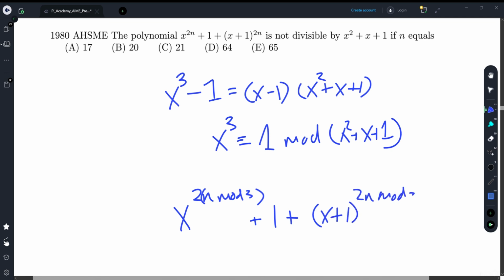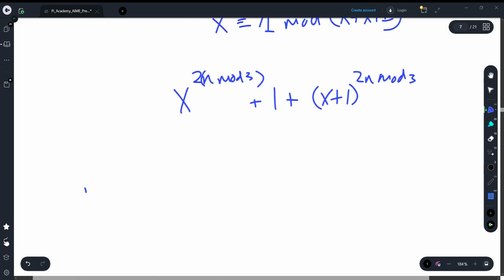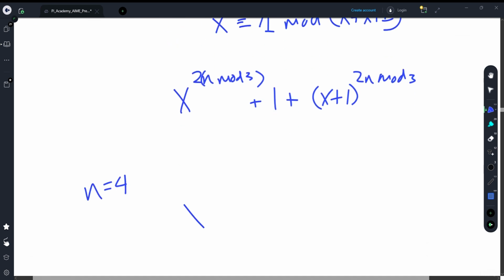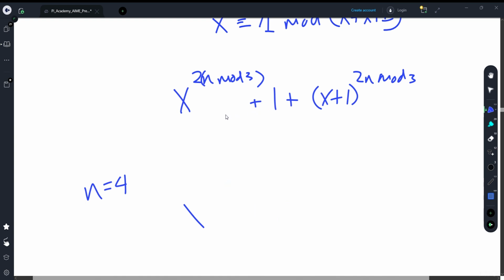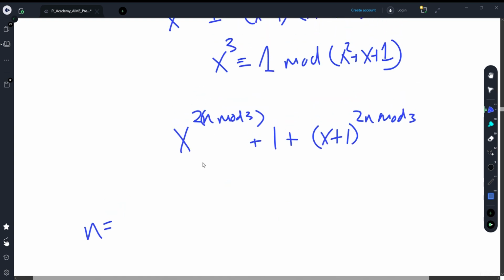So basically, if n is, let's say, 4, then x to the 2 times 4 can be written as x to the 2 times 3 plus x to the 2 times 1. And this is just 1, because x cubed is 1. So that's why we take mod 3, to make things easier on ourselves. So now we have just a couple cases. Case 1, n is equal to 0 mod 3.